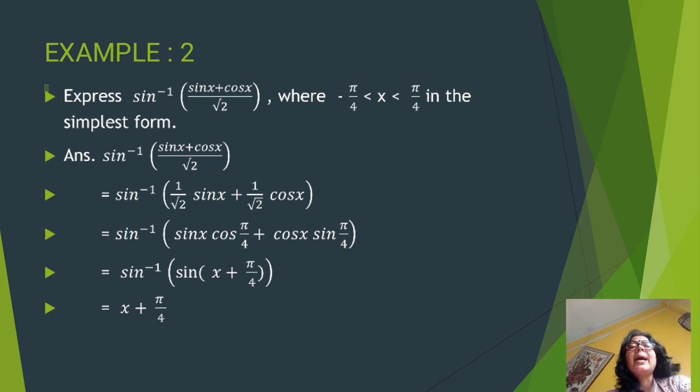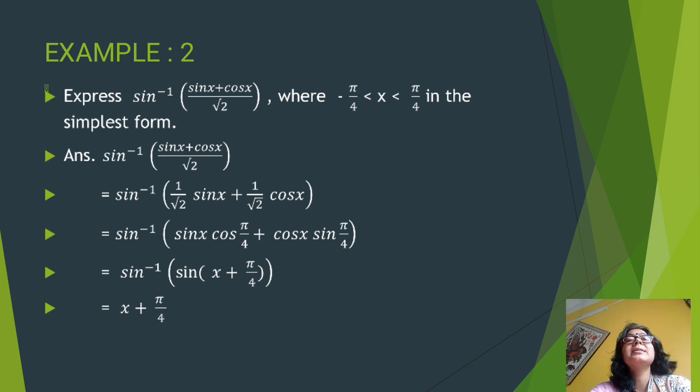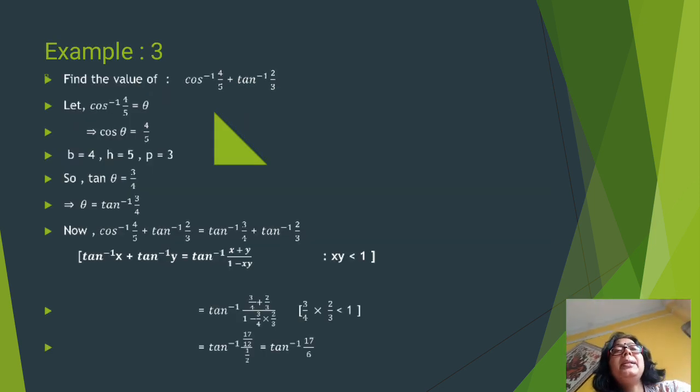And we know that sin pi by 4 and cos pi by 4, both have the same value, 1 by root 2. So in place of 1 by root 2, with the first term I have written sin x into cos pi by 4, plus in the second term we have written cos x into sin pi by 4. So this is according to the formula of sin a cos b plus cos a sin b, that is equal to sin of a plus b. So we have written the same way, sin of x plus pi by 4. So sin inverse sin cancelled, it will be x plus pi by 4, as x belongs to this interval. Come on to the next example.